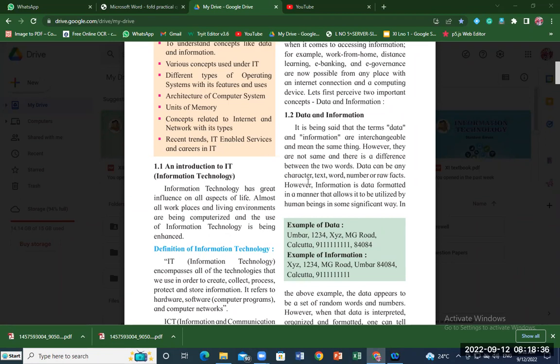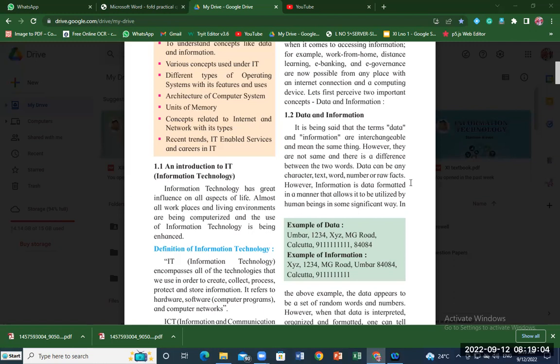Data can be any character, text, word, number, or raw facts. So what is the definition of data? It's been given here. Data are characters. Okay. Whatever I have in my mind, I have just written down. I thought these words are good words, I can use them in my composition. So what I did, I just wrote those words randomly anywhere on a paper, right? So it is just data.